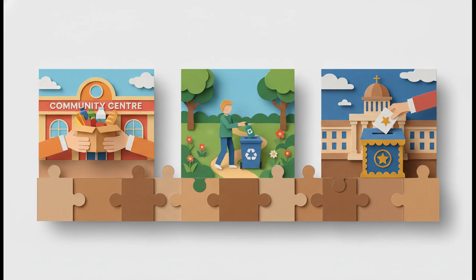Volunteering at a local food bank, that directly supports folks in need. Simply recycling or picking up a piece of litter in a public park, that shows you respect our shared spaces. And staying informed by reading reliable news, that's a huge one actually. It prepares you to make incredibly wise choices when you participate in community decisions or eventually step into the voting booth. These small daily actions, they are the actual building blocks of a strong democracy.